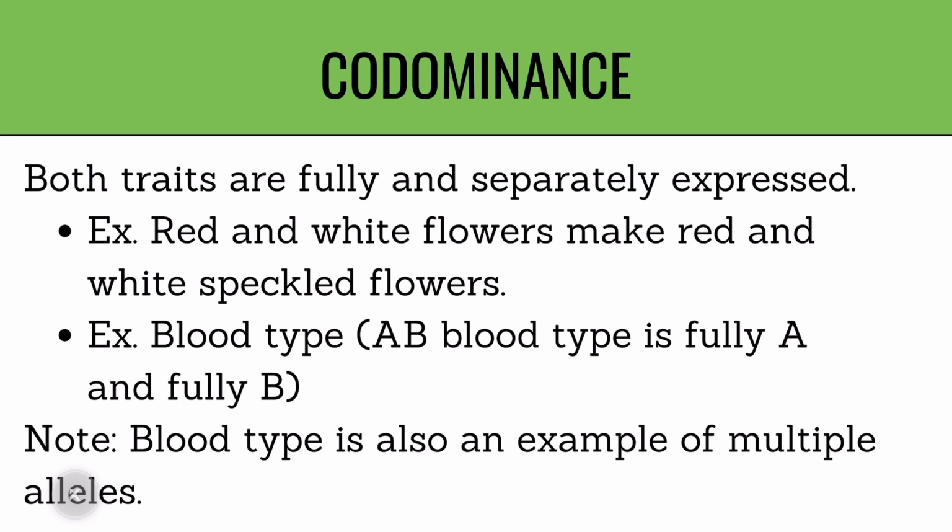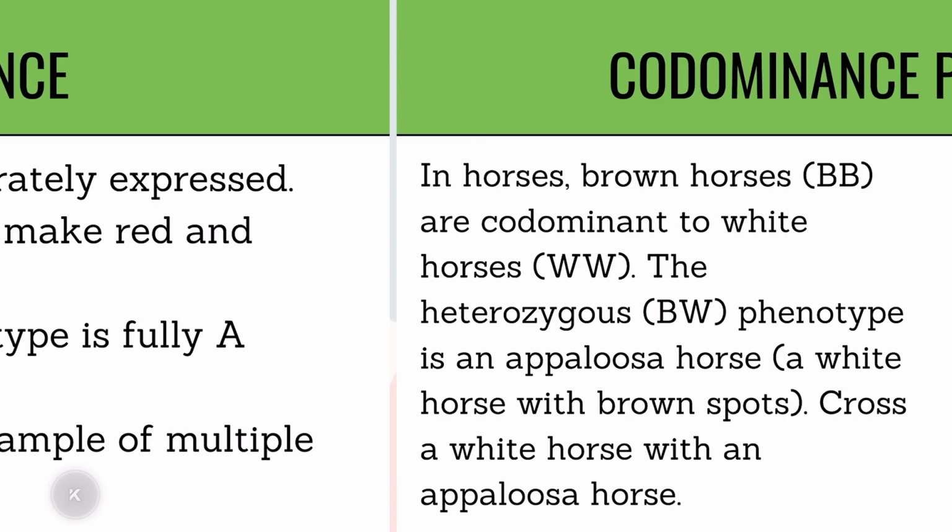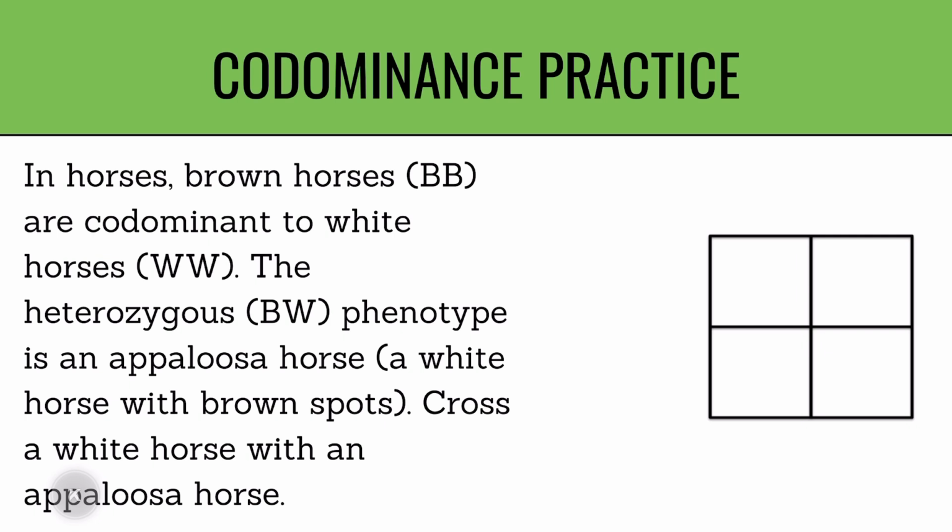Another example of this is the blood type AB, because it is showing both blood type A and blood type B at the same time. They're both expressed. It's not blended to make a third option. And then we'll come back to blood type later, but blood type is also an example of something called multiple alleles. So let's do some practice with codominance.